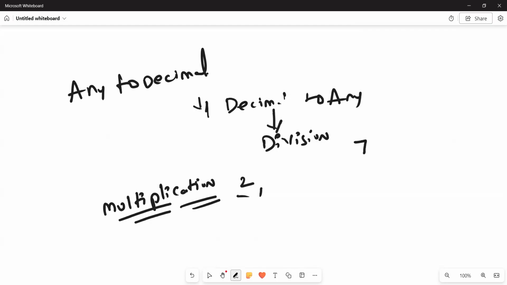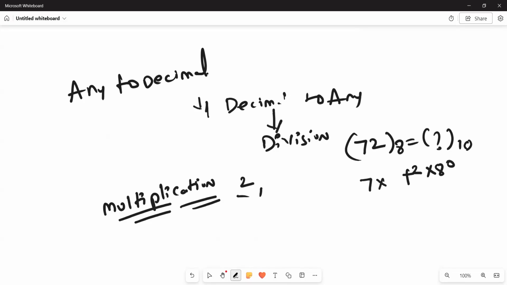Suppose an octal number is there, 72 in octal. What is its equivalent in decimal? What is the procedure? Any to decimal is nothing but multiplication. So write the digit 2 with the corresponding weight 8 power 0, plus 7 into 8 power 1. So this is 56 plus 2, which is 58.